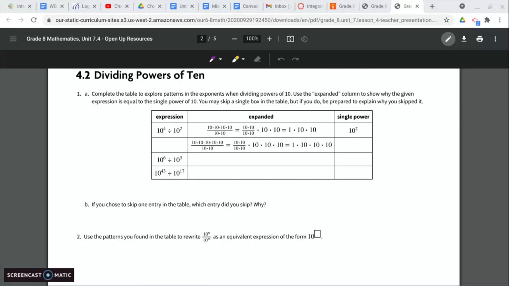So lesson 4 is what we'll start with, dividing powers of 10. So let's go ahead and jump right in. So dividing powers of 10. Complete the table to explore patterns in the exponents when dividing powers of 10.